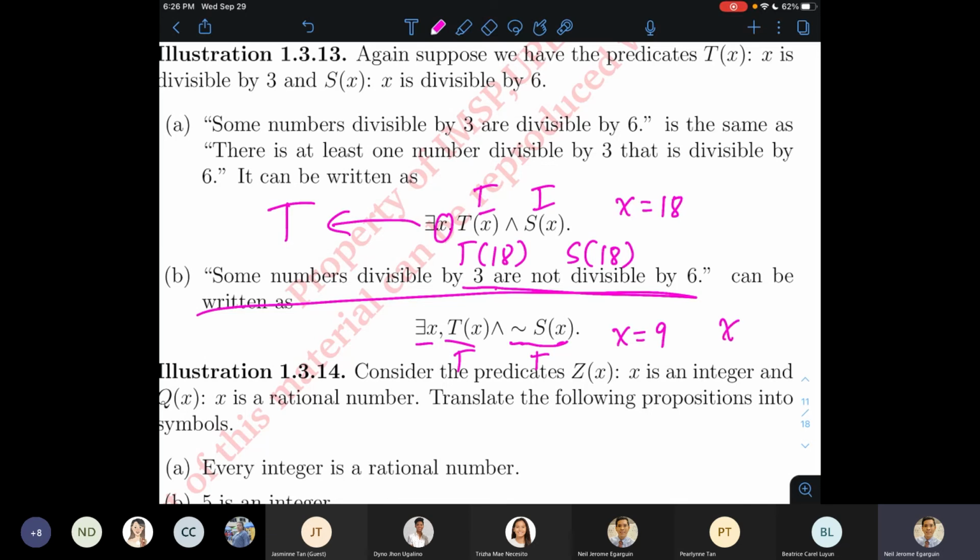X equals 15 is also an example. So 15 is divisible by 3, pero hindi siya divisible by 6. So we have found another X. Pero again, sa existential, isa lang yung kailangan natin. So when Perlene suggested X equals 9, that's enough proof of the existential statement. Right? It's just a bonus that we found another X that is divisible by 3 but is not divisible by 6. Okay? So we'll end the discussion here.